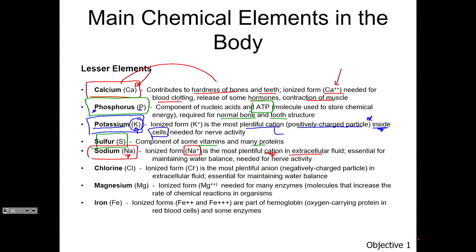Please, you guys, stop me if one of these terms doesn't make sense, because I don't want to leave anyone being like, wait, what is that? I don't remember what that is. All right, a couple more.